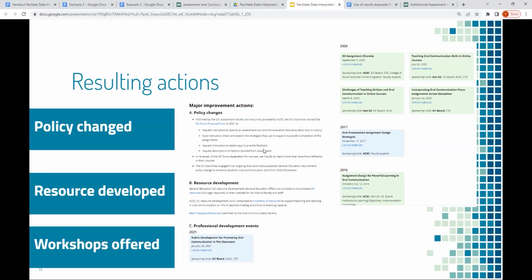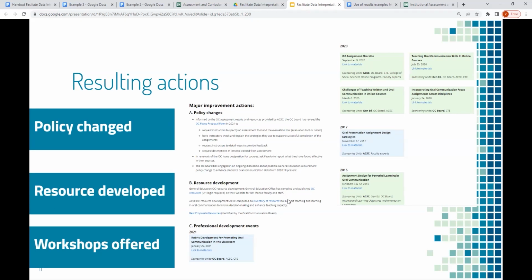So, policy change: the OC focus proposal form asks faculty members to provide feedback. Say, please list your feedback strategies. Please list your scaffolding strategies. Please list your evaluation criteria. Here is what the institution uses to evaluate our communication. So the proposal form has changed in a way that is aligned with what we assess.